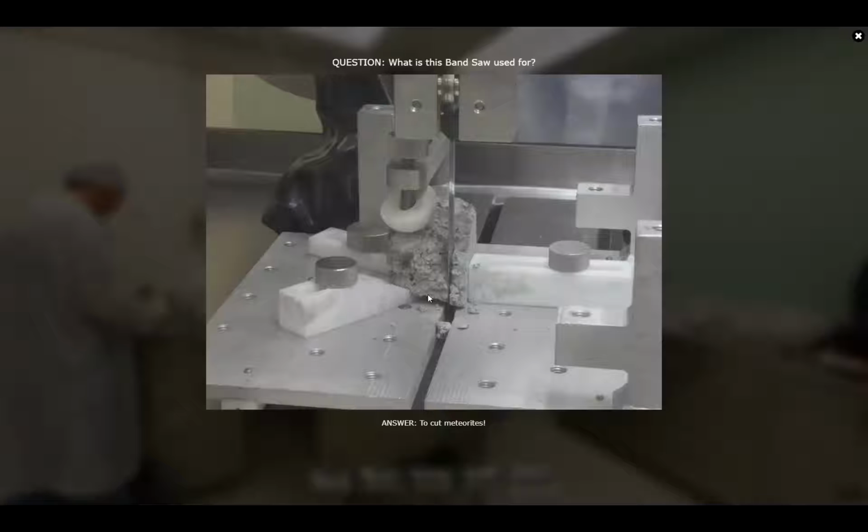And I'll go ahead and show you guys a little close up here. So you can see the bandsaw blade is cutting through, cutting the slab off, and the rock is held in place by all these little Teflon wedges and these little dome pieces and these stainless steel screws that we use to try to hold the meteorite in place so it doesn't move while we're cutting it.